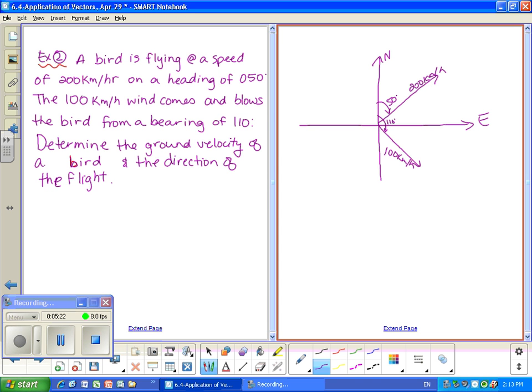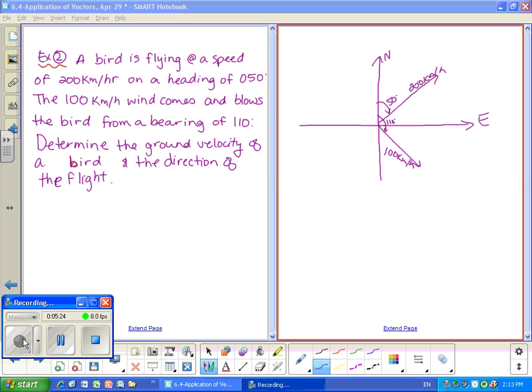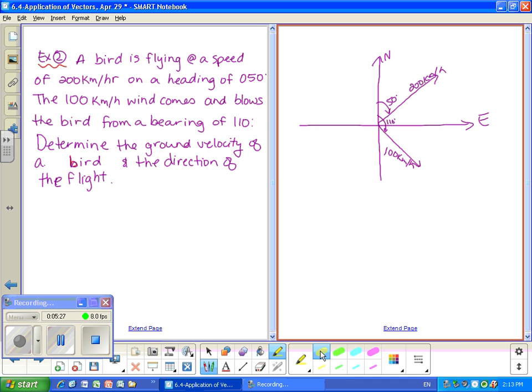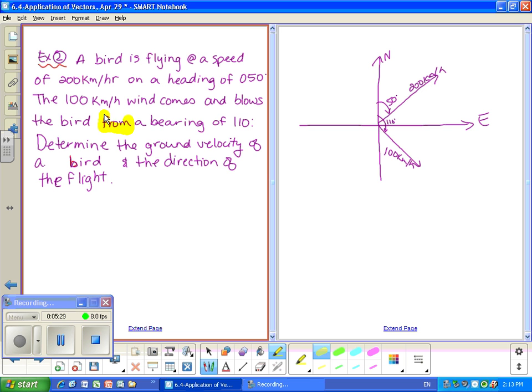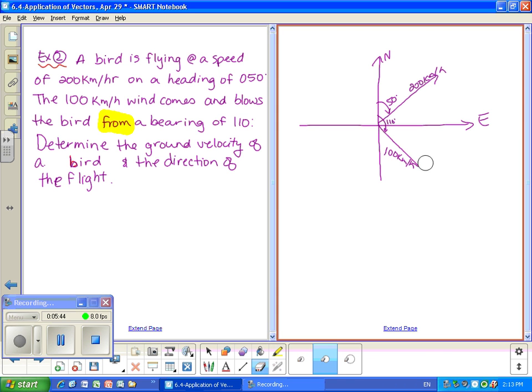Now there's something wrong with this. Let's go back to the question and read this very carefully. It's something you really have to make note of when you're reading these questions. In this one, we're told that the wind speed is coming from a bearing of 110. If it's coming from a bearing, what that actually means is this is going in this direction. If it's traveling at a bearing of 110, that would be what we just drew. So be very careful with the wording of the question.